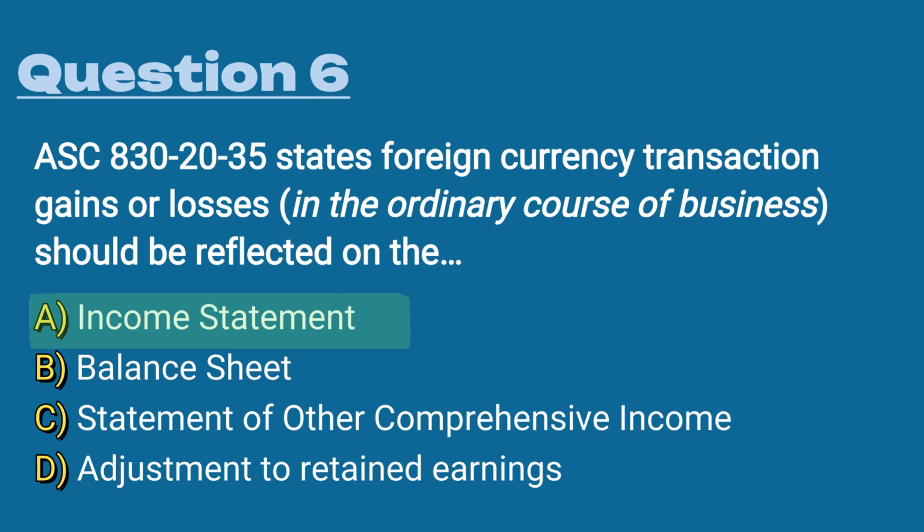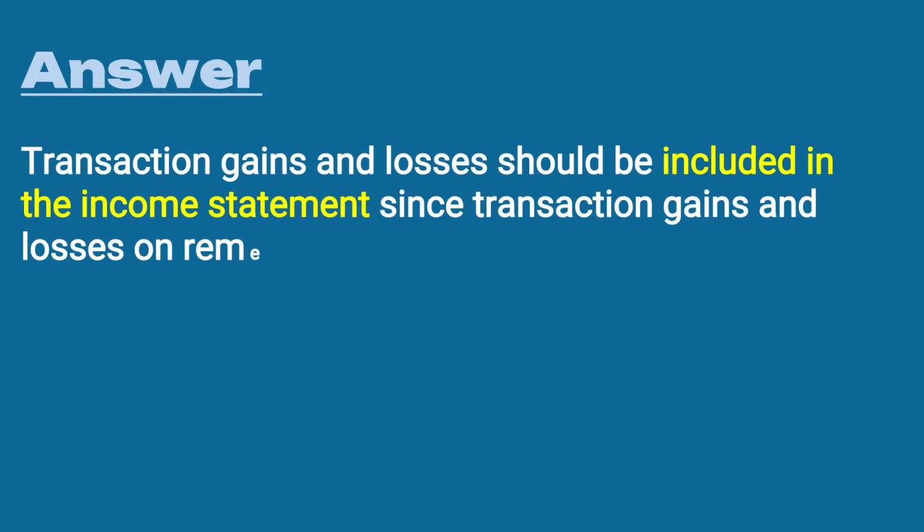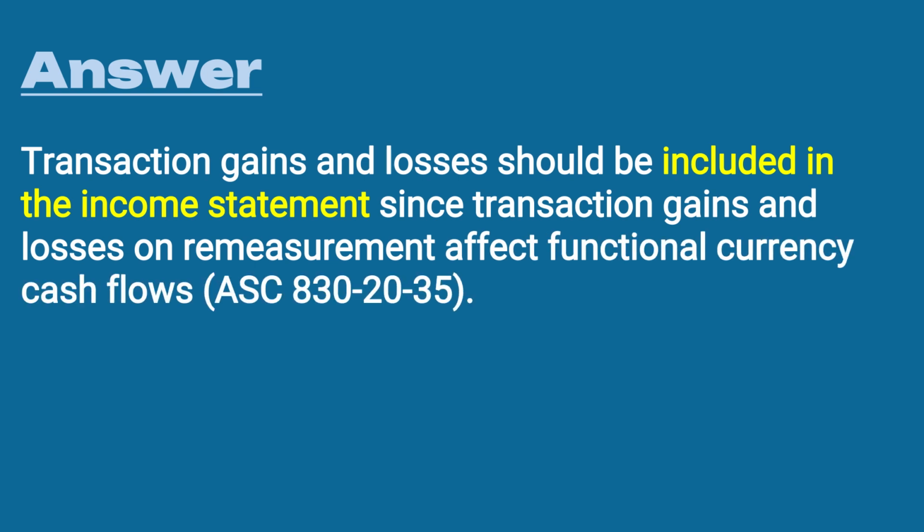The answer is A, income statement. Transaction gains and losses should be included on the income statement, since the transaction gains and losses on remeasurement affect functional currency cash flows. Question number 7.